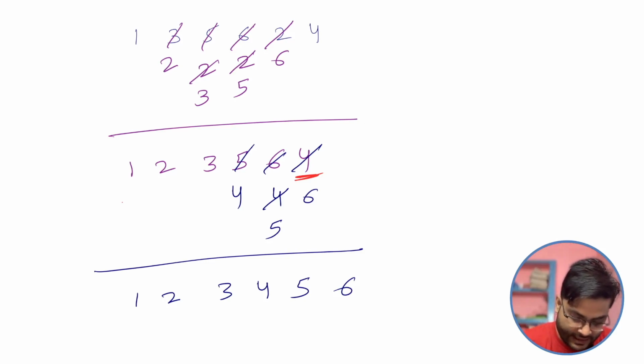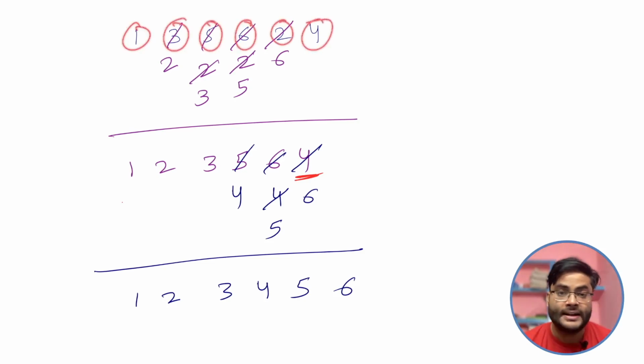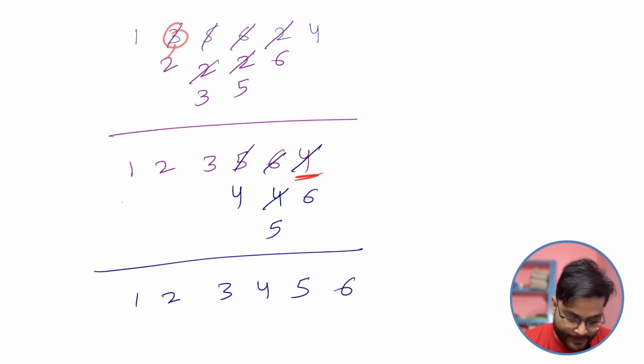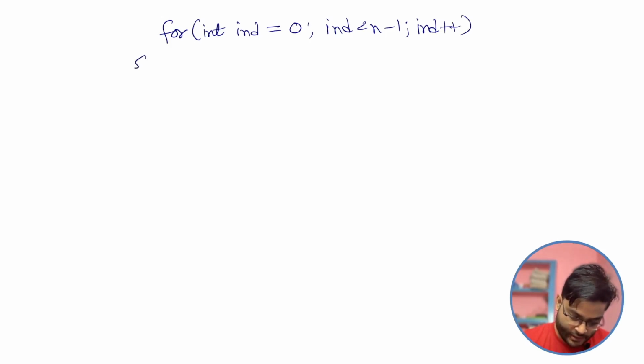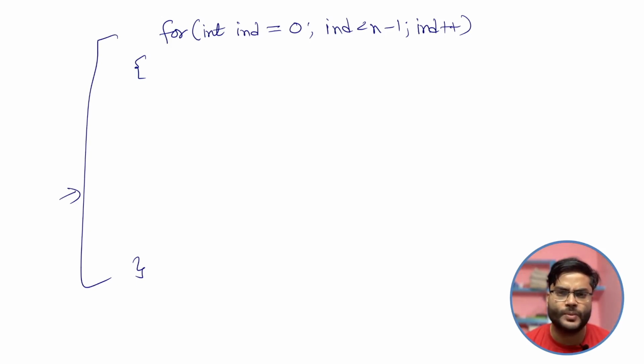First, the outer loop for iterating these elements, and second, a loop to compare with previous elements, right? Okay, so let's write our pseudocode. We will take a loop, int index equals 0. It will run till n minus 1, where n is the number of elements, and it will keep on incrementing. So that is our for loop, our outer loop. We know how to write a for loop, right?